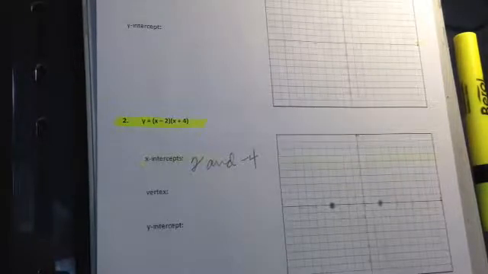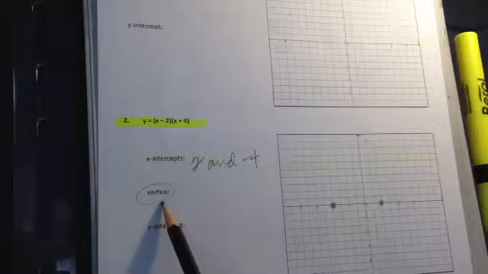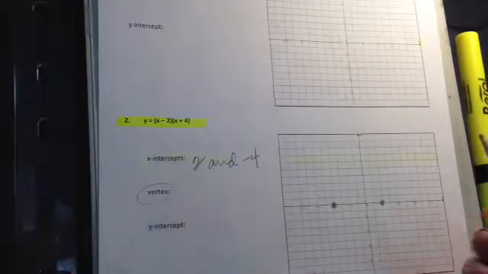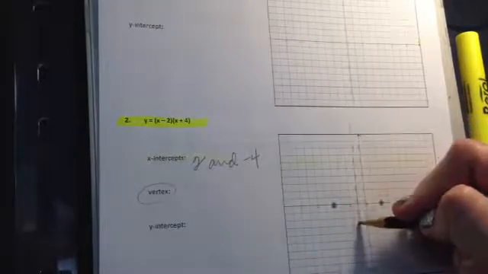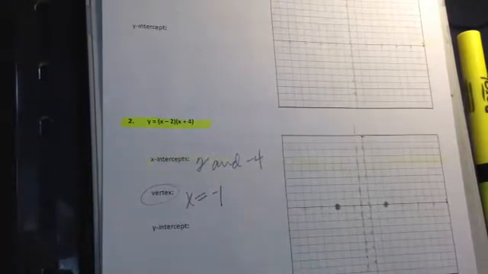There's different ways you can go about finding the vertex because you need to have that in here too. What I suggest to do in this case is, since we know the x-intercepts, find the line of symmetry between them. And I'm seeing that the line of symmetry between them goes through x is negative 1.